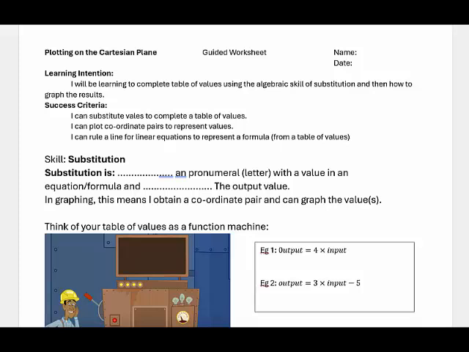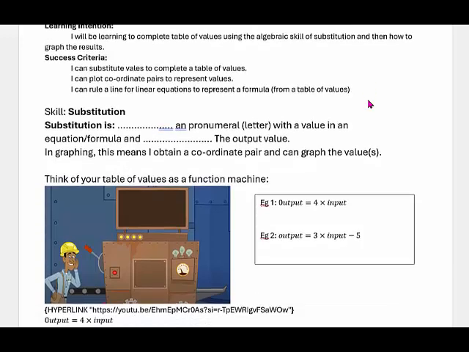Hello my little mathematicians. Today we are going into plotting on a Cartesian plane and how to put values into a table. So we'll get down to it.